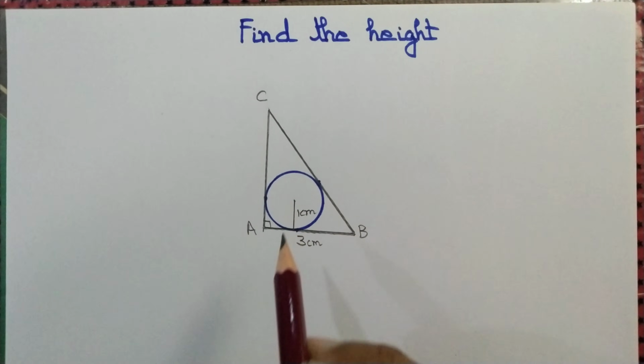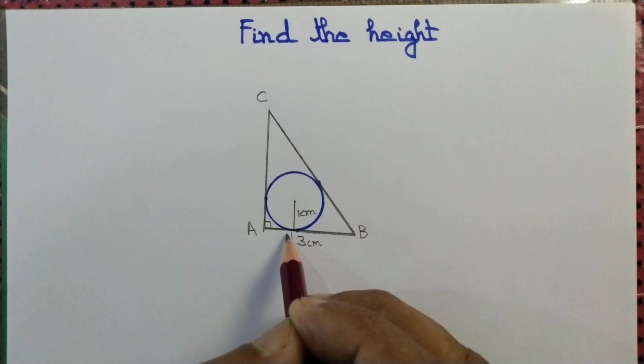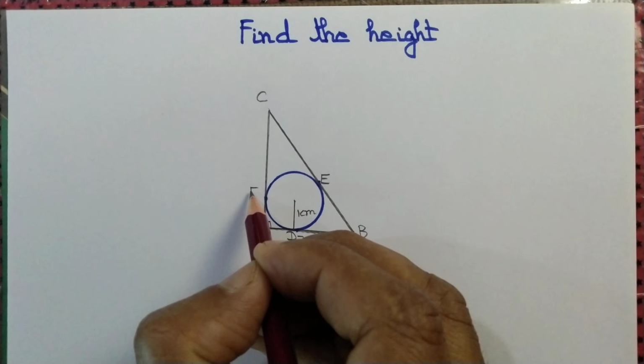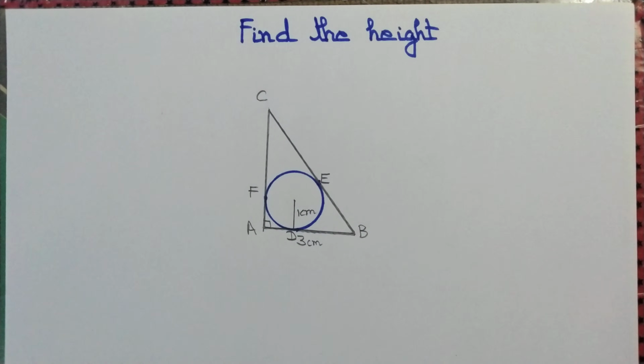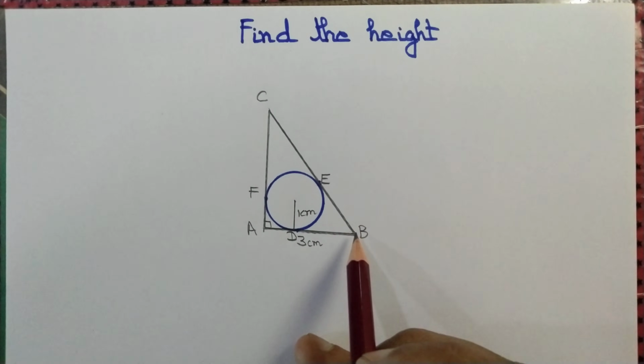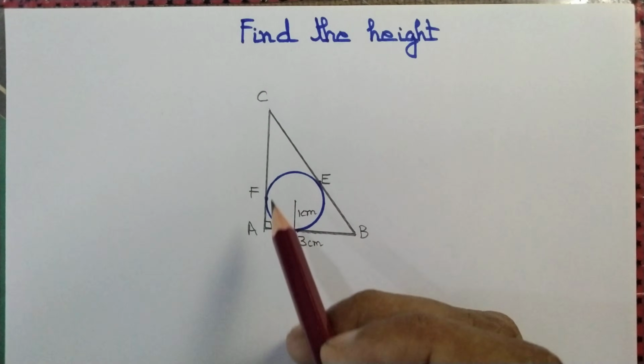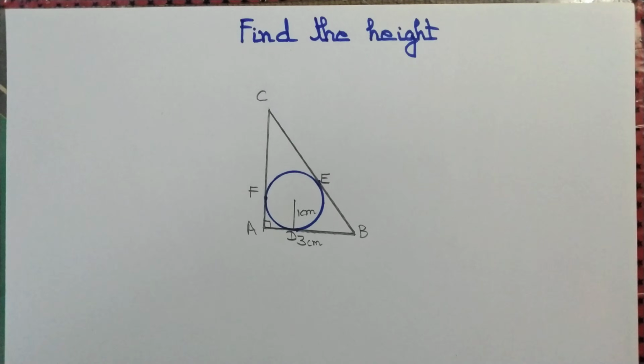Let the circle touch the triangle at the points D, E and F. Observe that AB is tangent to the circle, BC is also tangent to the circle, and so does CA. All the 3 sides of the triangle are tangent to the circle, and we know that a tangent to the circle is perpendicular to the radius at the point of contact.